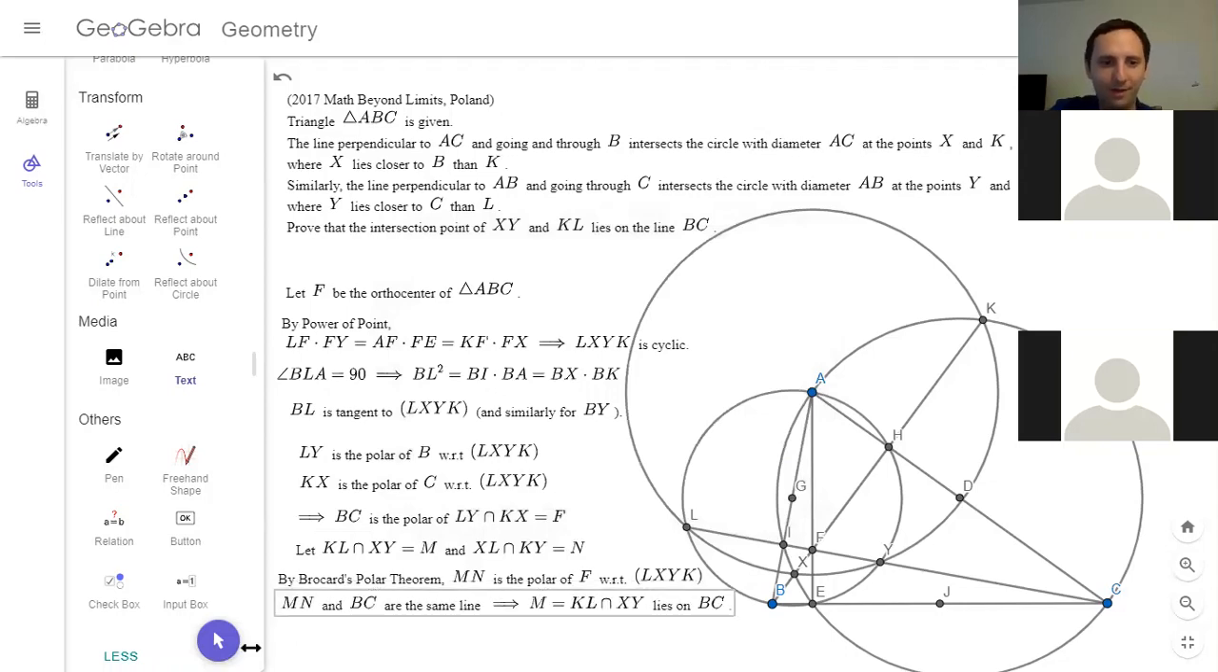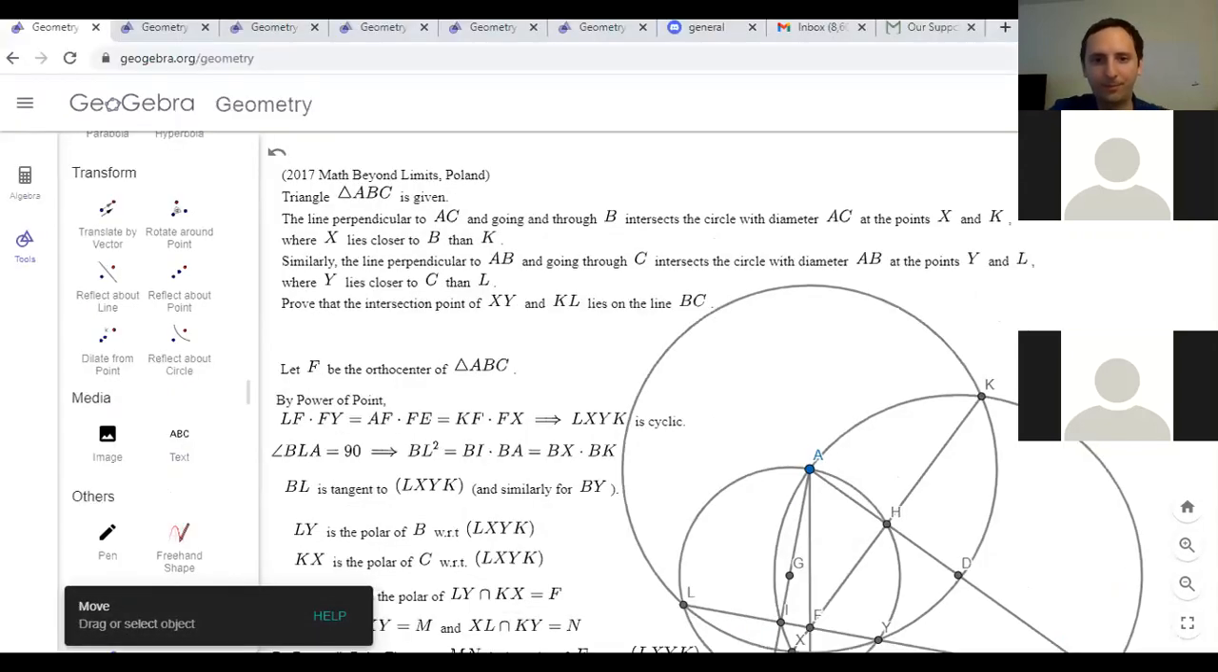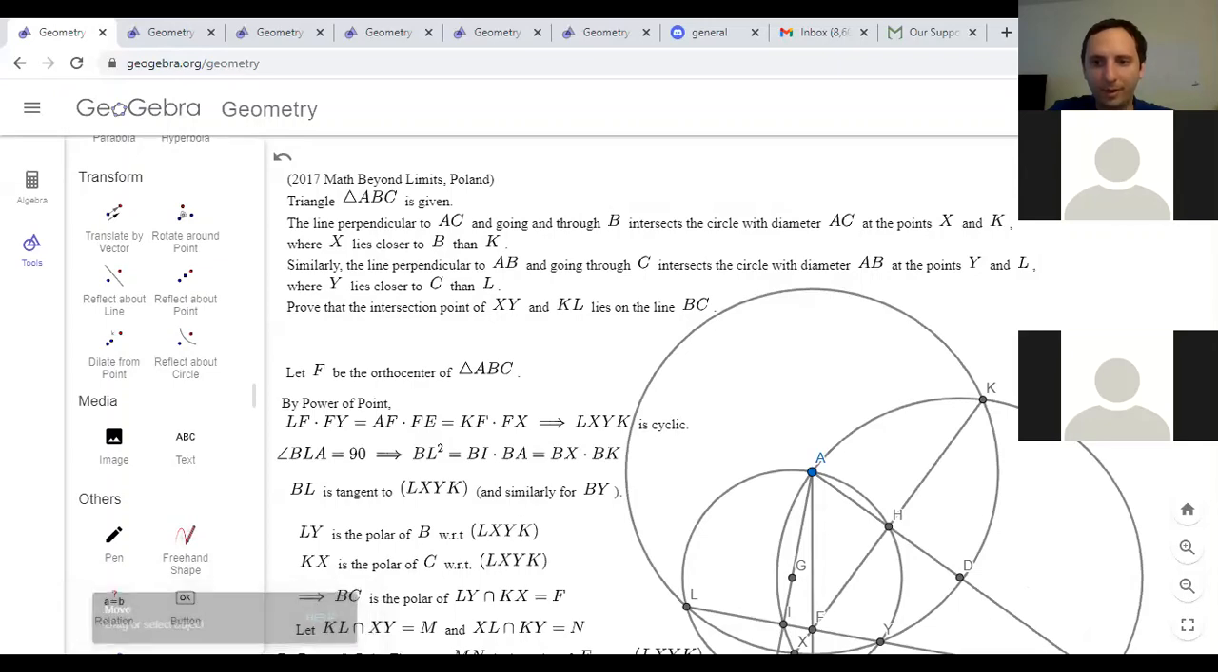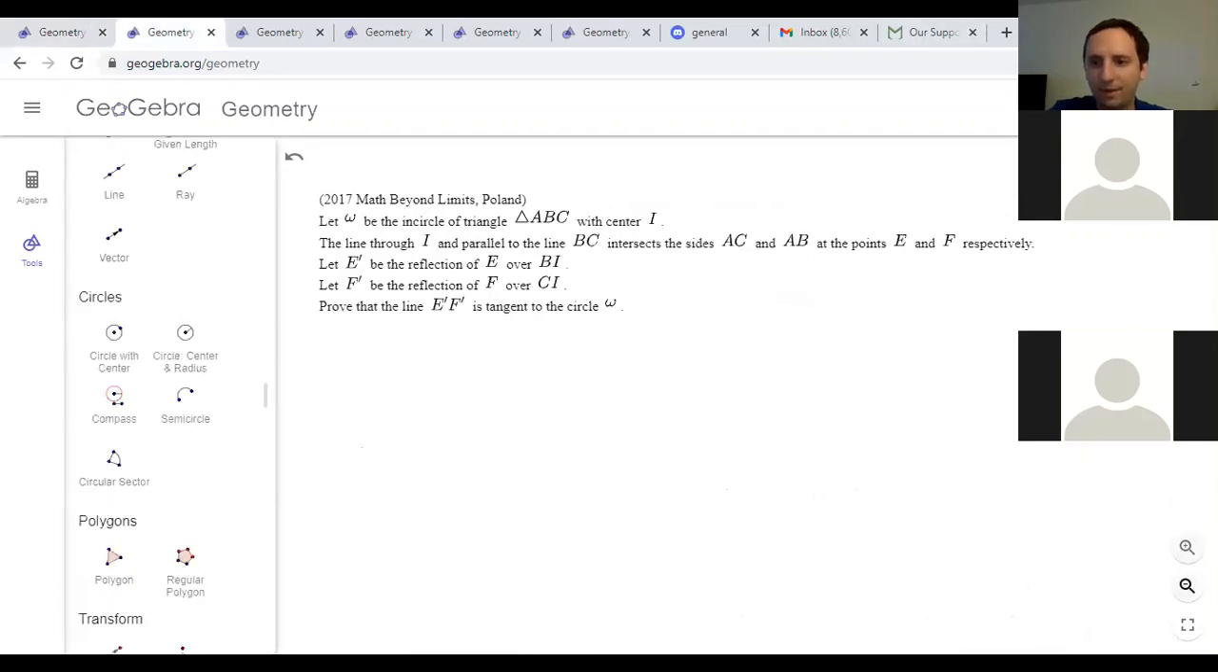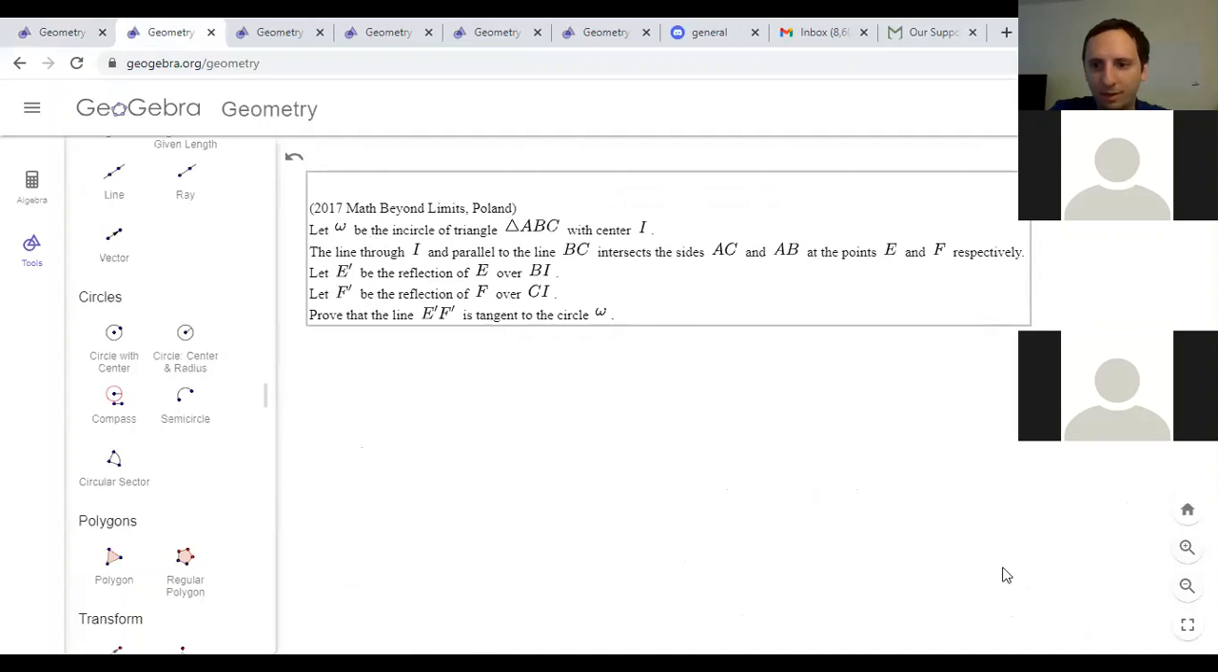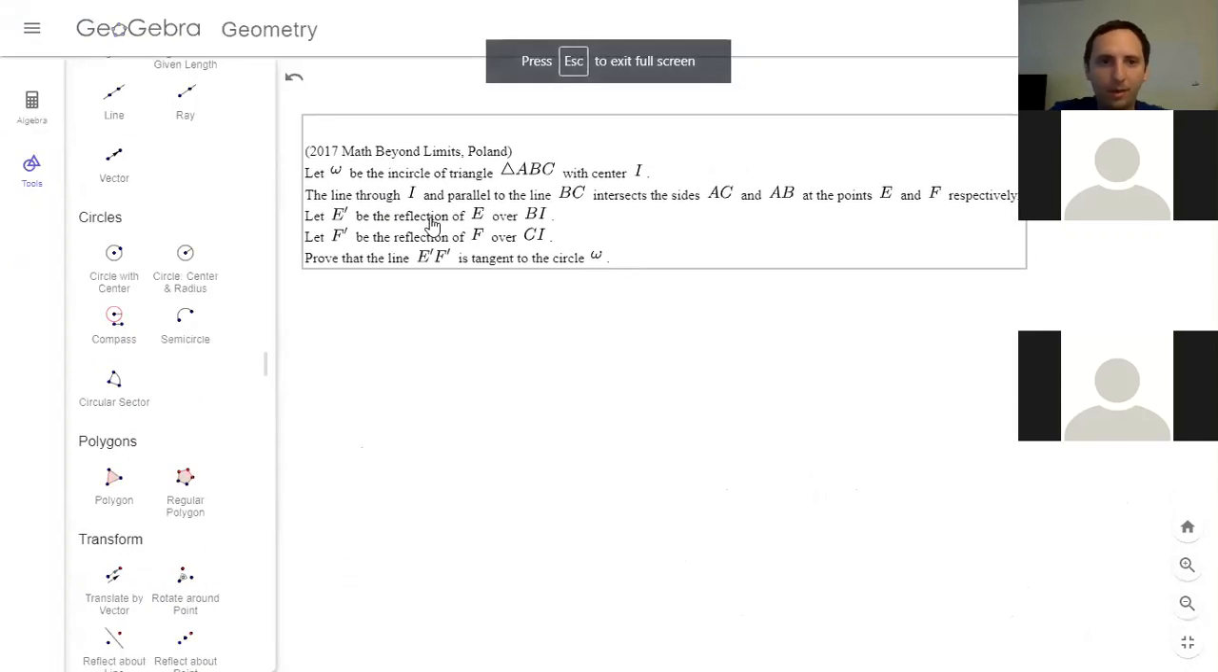Thanks, Serdar. So I will move on to the next problem. That makes sense to everyone? Oops. So here's a fun problem.